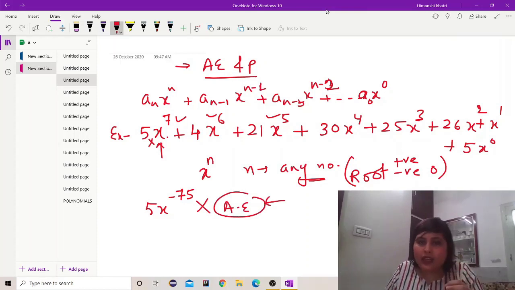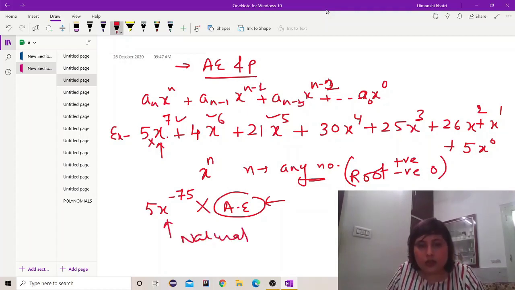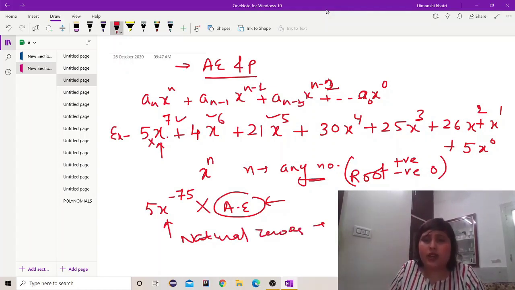Because in an algebraic expression, what do we get? We just get a power which can be a root, which can be negative, which can be positive, which can be any value. But in a polynomial, we just take natural numbers and 0. Or in easy language, we can write it as whole numbers.